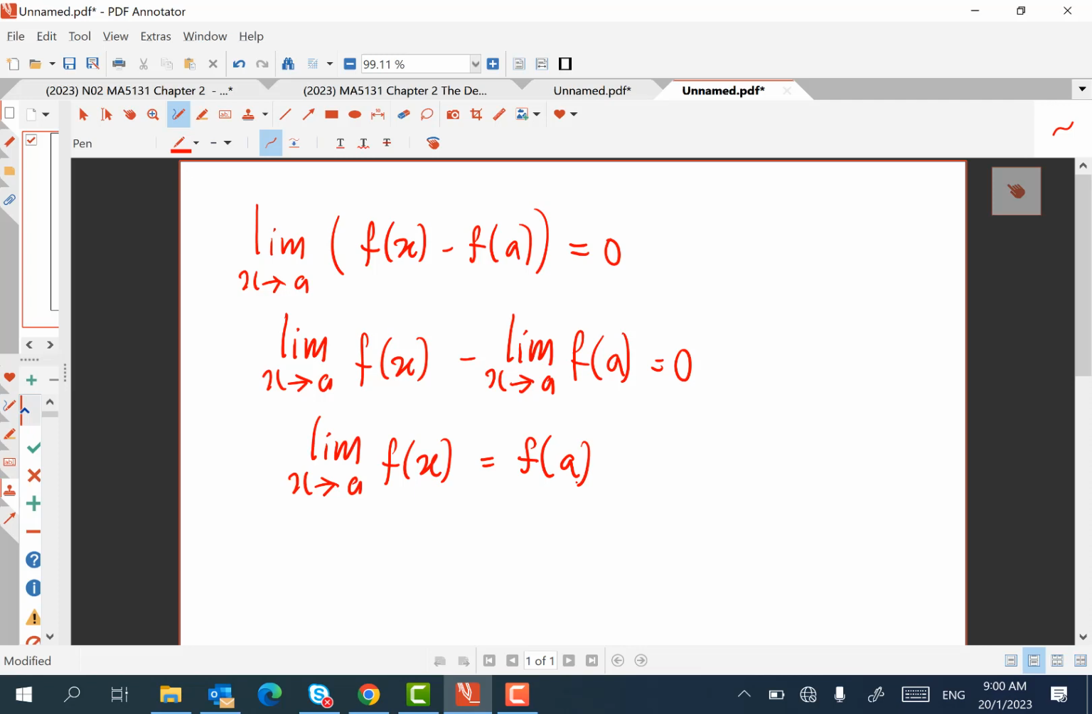But this one has a problem. Let's hear from Wen Kai. What do you think is wrong with this calculation?